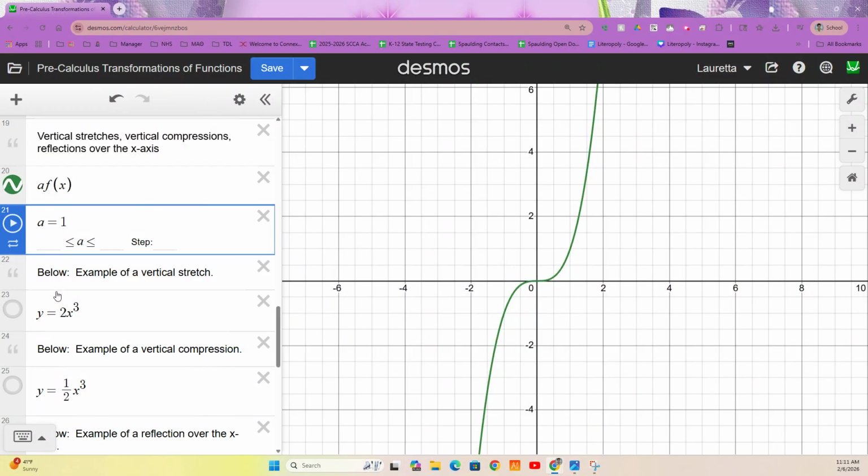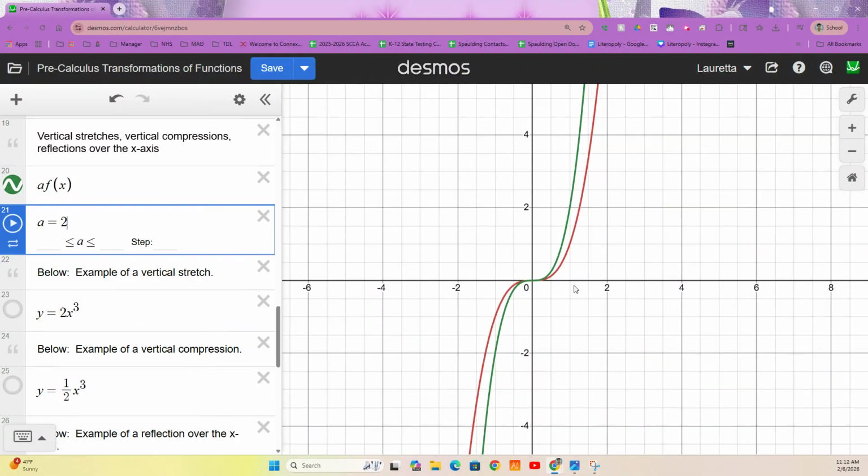Now, when the absolute value of a is greater than 1, then you have a vertical stretch. So let's take a look at what that means. I'm going to make a equal to 2. So that is our green graph here compared to the red graph of the parent function.